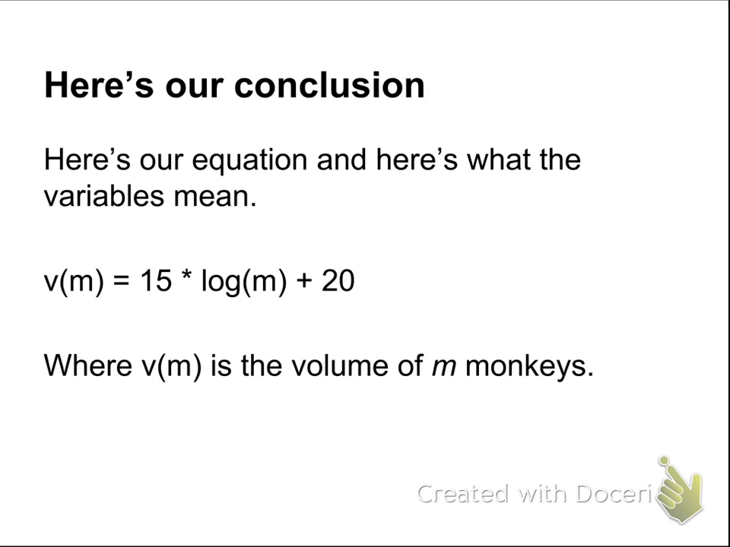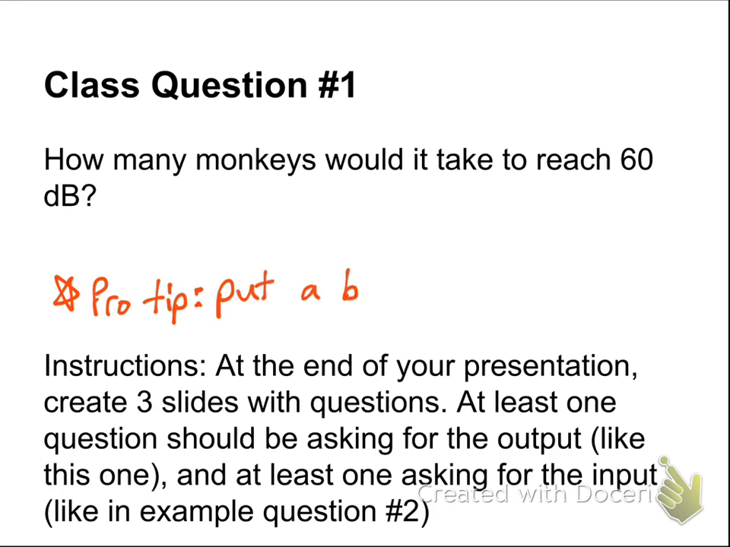Here's where you're going to have the conclusion. So you want to say what the equation is and what the variables mean. And feel free to have it short like I did here, although I need to include volume in terms of decibels and then M monkeys. So after you do all this, what you're going to do is you're going to include a set of 3 questions. All right, there are 3 slides with questions at the very end.